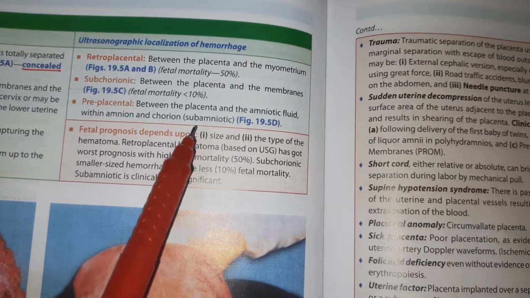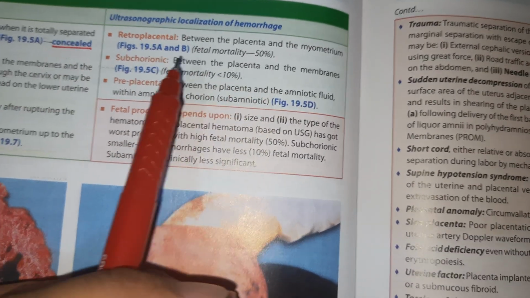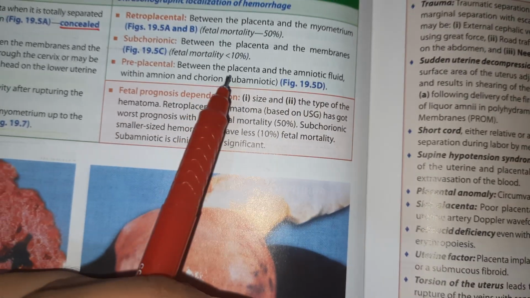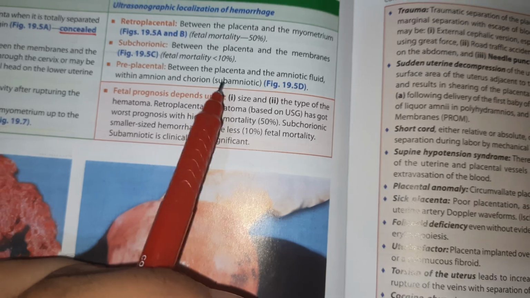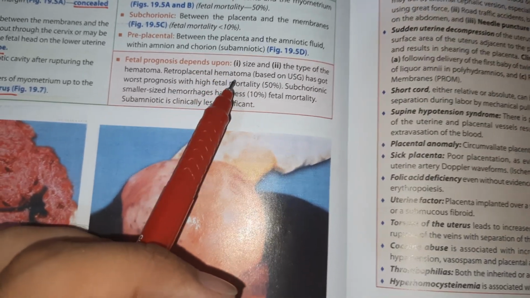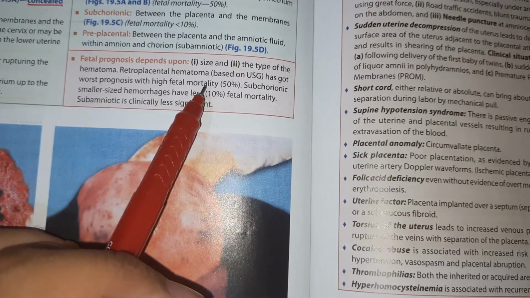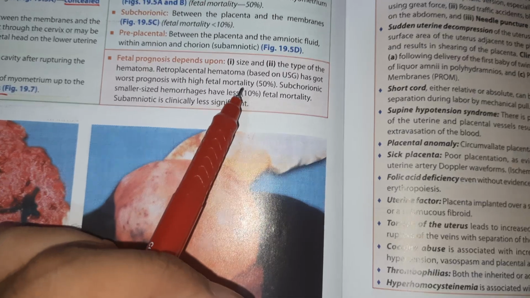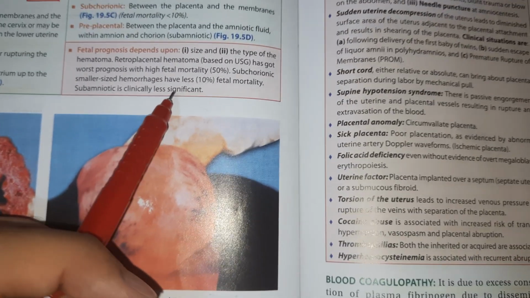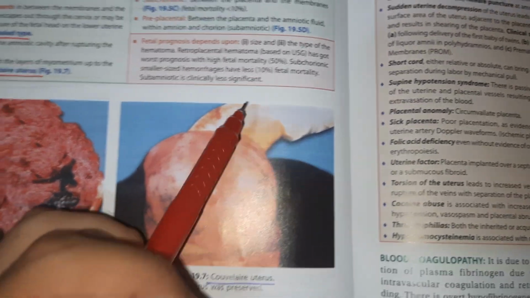Ultrasonographic localization of hemorrhage: it may be retroplacental, between placenta and myometrium, with fetal mortality in 50% of cases; subchorionic, between placenta and membrane; preplacental, between placenta and amniotic fluid; or subamniotic, within amnion and chorion. The fetal prognosis depends upon the size and the type of the hematoma. Retroplacental hematoma has the worst prognosis with high mortality, and small subchorionic hemorrhage has less fetal mortality. Subamniotic is clinically less significant.